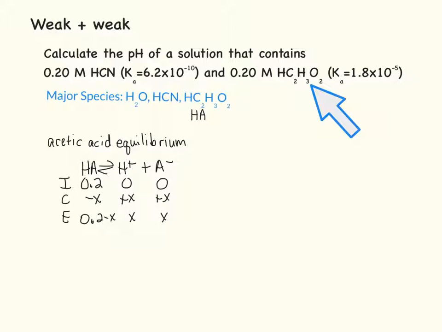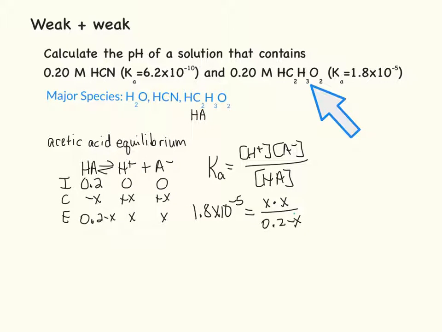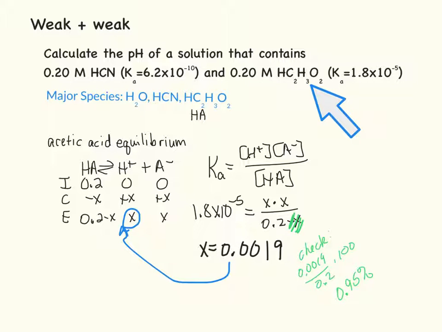So let's carry out the Ka expression and the calculation for acetic acid. Okay, so we plug everything in. We see that K is small, we can ignore X, and we solve for X. And we get X equals 0.0019, and X this time corresponds directly to our hydrogen ion concentration. You can see I checked my value of X, or my assumption to ignore X, and I got 0.95%. That's good to go. And since X is the H plus concentration, I can calculate the pH by taking the negative log of my H plus concentration, and I get pH equals 2.72.